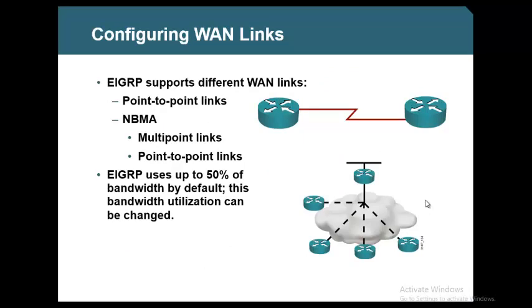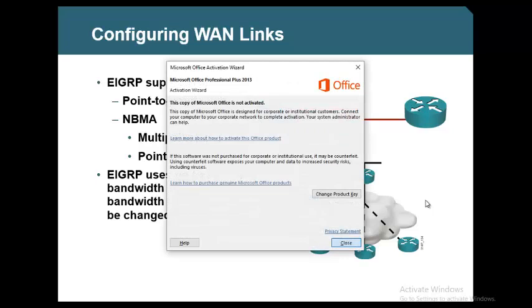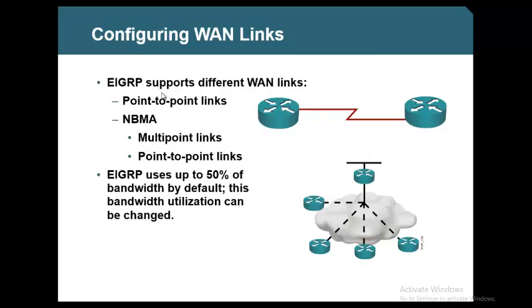Okay, this one is not that important, but we should know. The reason why this is not important is that in WAN, you don't use much EIGRP. If you use EIGRP, then the consideration is this. You should know these things, like we know EIGRP supports point-to-point network, also NBMA network.